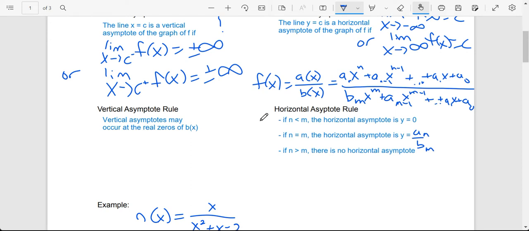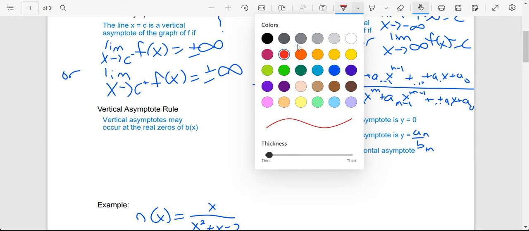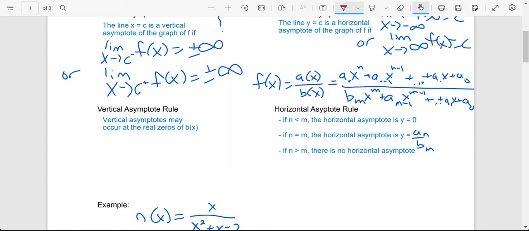For our vertical asymptote, there may be, keyword may, because remember we talked about holes, right? So we may have a vertical asymptote if there's a value that makes b of x equal to 0. Now, with our horizontal asymptote rules, I'm going to use a different color for this. Let's use red so it stands out. We are focusing on these terms right here. Those are your leading coefficients of your numerator and denominator.